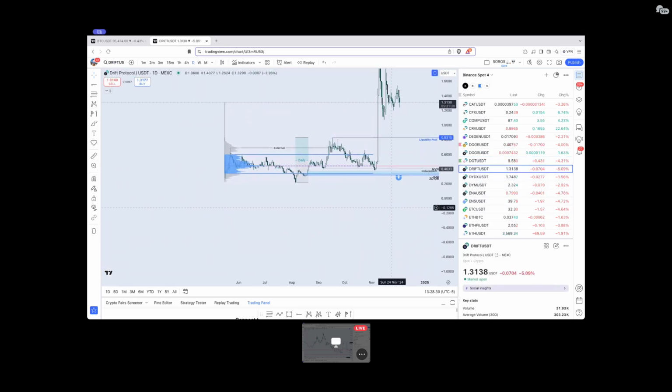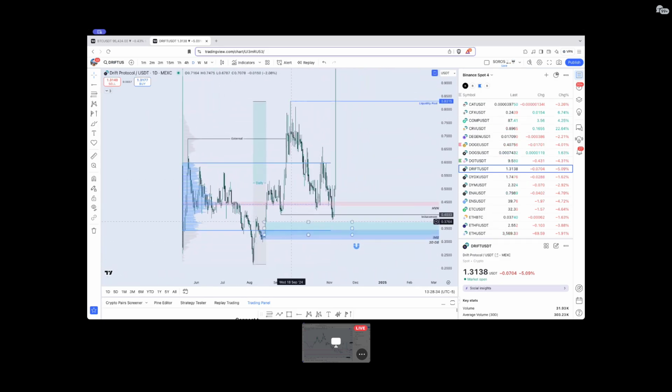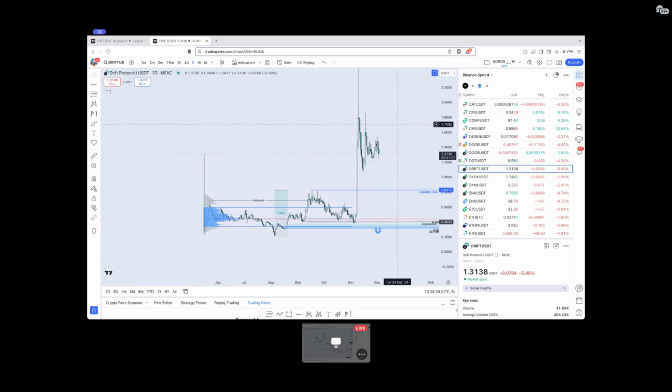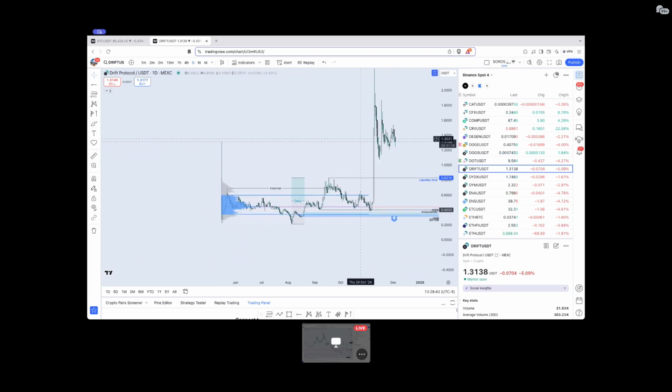Damn, this one really ran. So inducement, but they didn't hit my area. So I missed the long on this one. I had limits for this one too. Fuck.